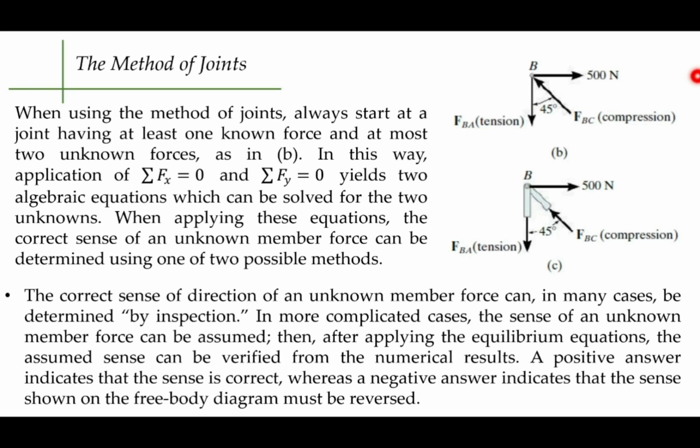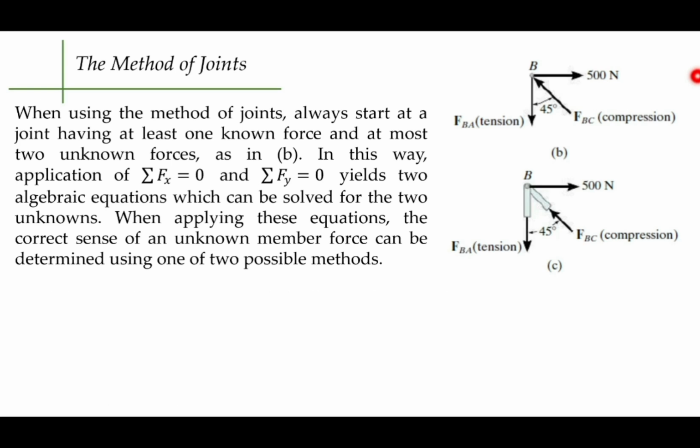A positive answer indicates that the sense is correct, whereas a negative answer indicates that the sense shown in the free body diagram must be reversed. Simply put, for example, this one. At B here, there is a force going to the right, which is 500 Newton, and then we will have two forces.